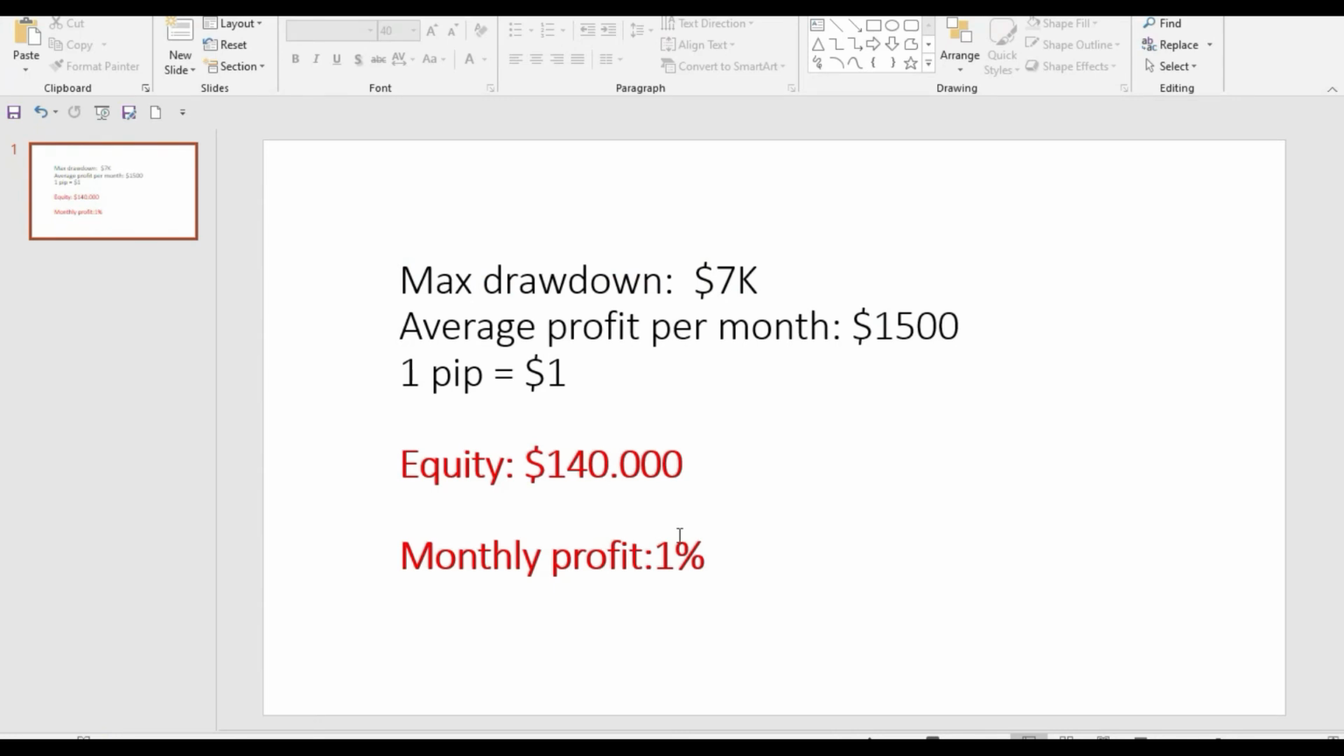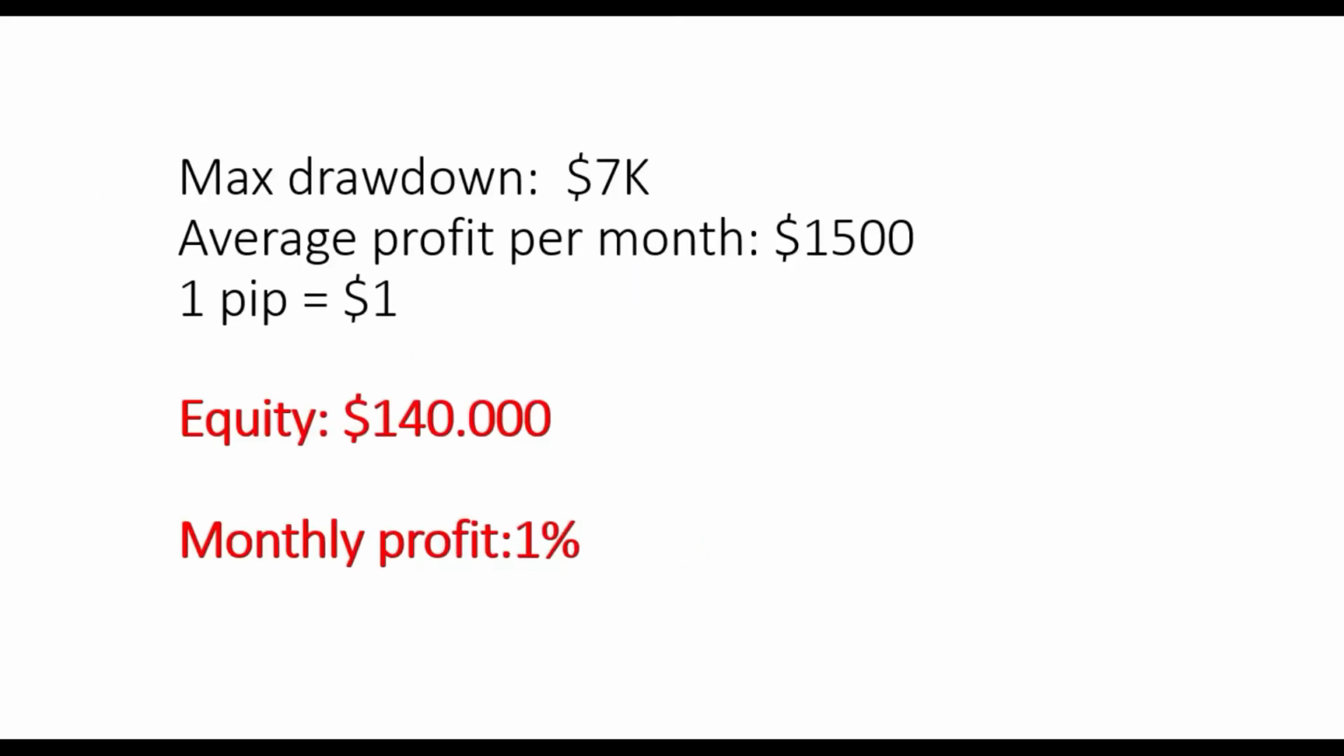Look at this. I'm right now in a PowerPoint presentation, and we are looking at just these numbers. So what we have: maximum drawdown 7K, average profit per month around $1,500. I suggest 1 pip is $1. And what we need to do practically when we see some portfolio, I will tell you in the simplest way what you can do.